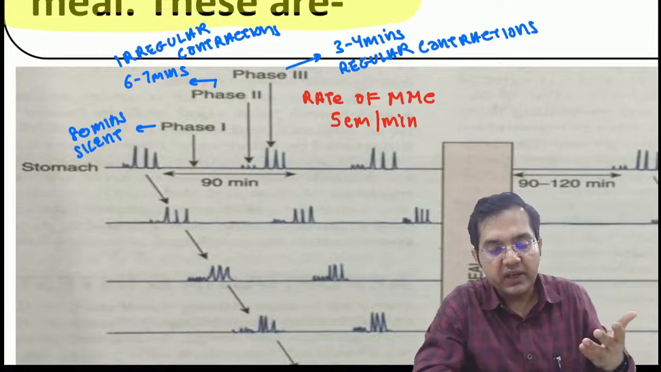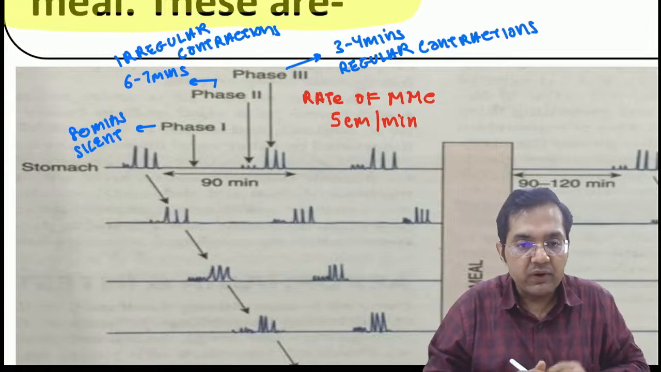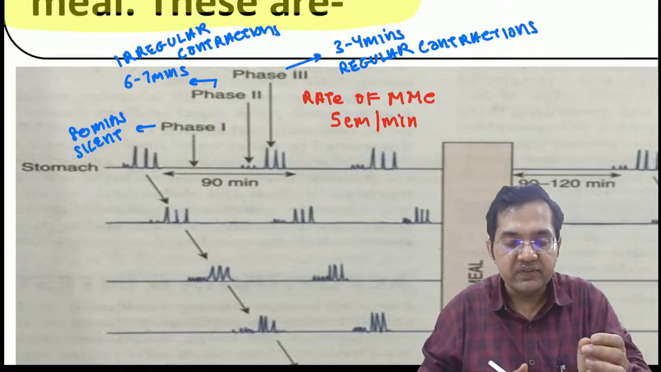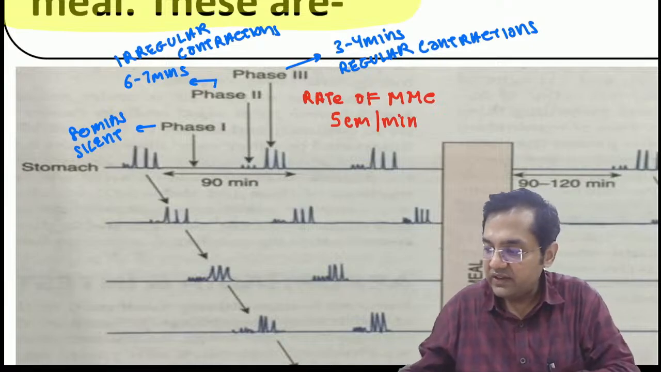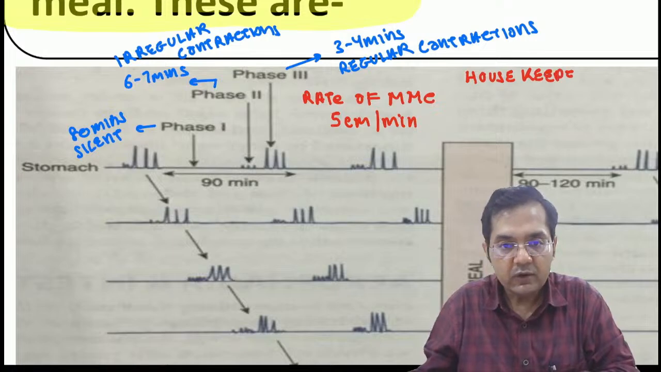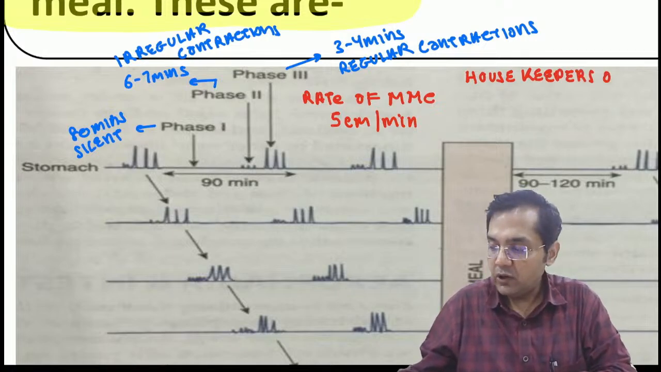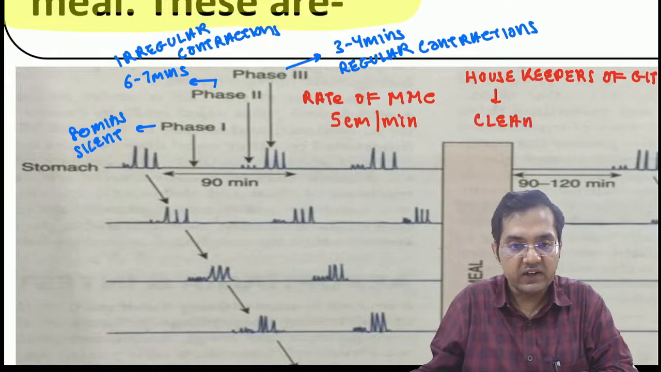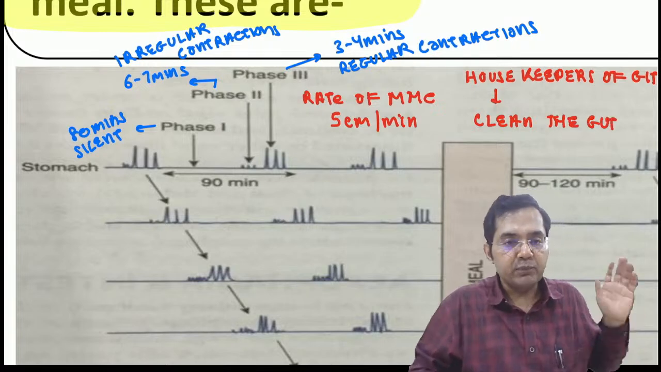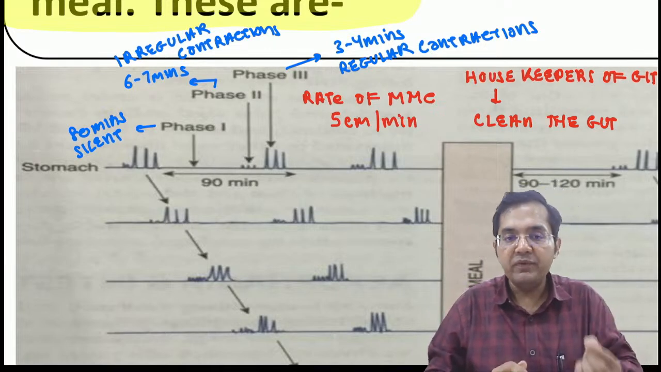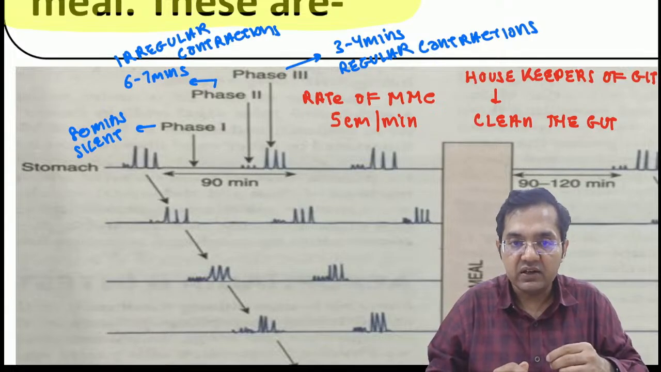What will happen eventually? Eventually these 2 and 3 phases contractions are known as housekeepers. Who are housekeepers? Who will come to your house and clean your house. So these are known as housekeeping contractions or housekeepers of the GIT. Housekeepers means they clean the gut. When I say they clean the gut, that means they are pushing the food forwards. So my stomach eventually will become empty. Now remember, when the phases 2 and 3 will occur, there is no food.